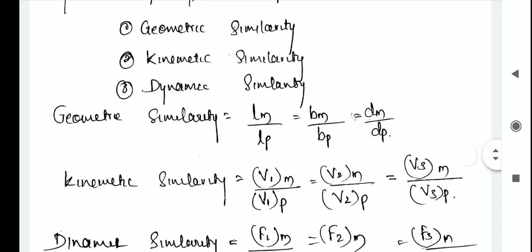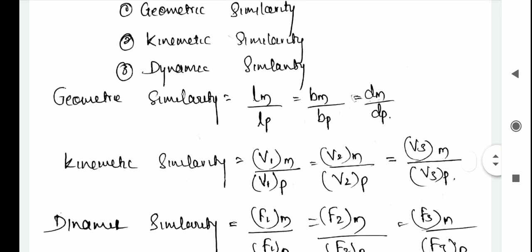Next we move on to kinematic similarity. It is a similarity of motion. Two systems are considered to be kinematically similar if they are geometrically similar and the ratios of the components of velocity at all the homogeneous points are equal.